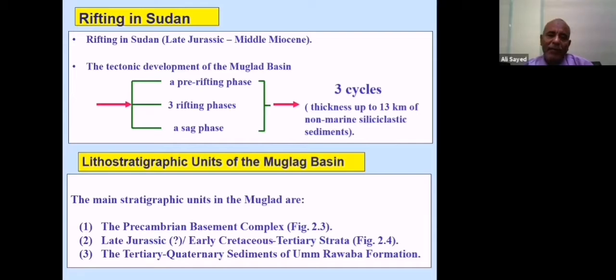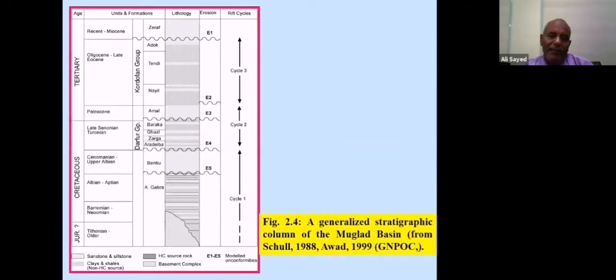The lithostratigraphic unit of the Muglad Basin consists of three items: the Precambrian basement complex at the base, then the three cycles, late Jurassic to early Cretaceous and Tertiary strata, and then covered by the Tertiary-Quaternary sediments of the Umm Ruwaba Formation. This represents a generalized stratigraphic column of the Muglad Basin.